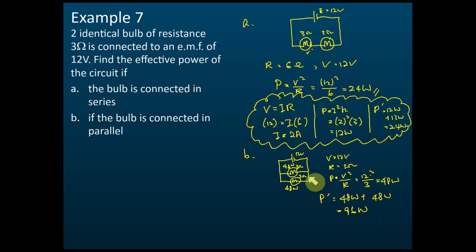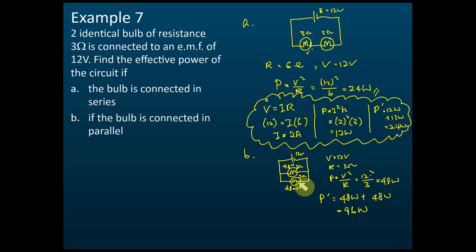Whether it's a series or a parallel circuit, you can do the same thing, which is to sum up the power of each individual resistor. This one plus this one, or this one plus this one. So you will still get the effective power.